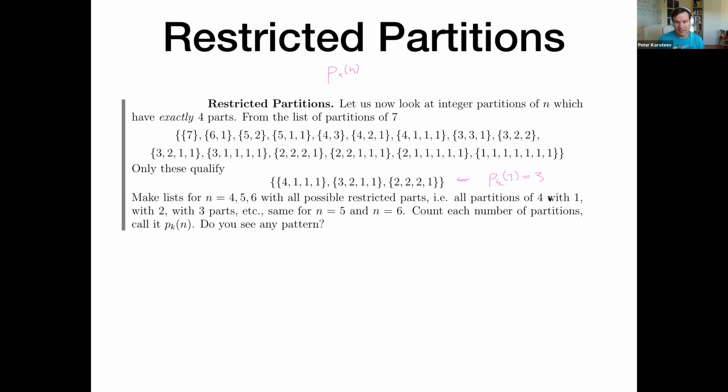Now we're going to do another exercise. We'll look at a bunch of lists, hopefully I don't have to do it for too long. We'll make lists for 4, 5, 6, and maybe beyond, and then we'll make a table of pk of n. For every n, we'll make a table: what is p1 of n, p2 of n, p3 of n, etc., and finally pn of n. So pn of n consists of only this one, and p1 of n consists of only that one, and so on. Let's begin.